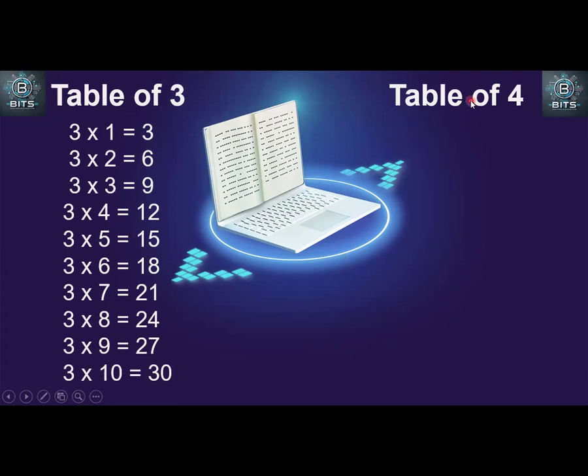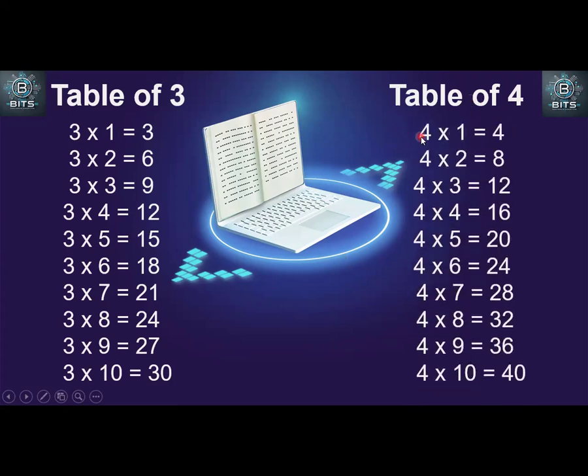Table of 4. Four ones are 4. Four twos are 8. Four threes are 12. Four fours are 16. Four fives are 20. Four sixes are 24. Four sevens are 28. Four eights are 32. Four nines are 36. Four tens are 40.